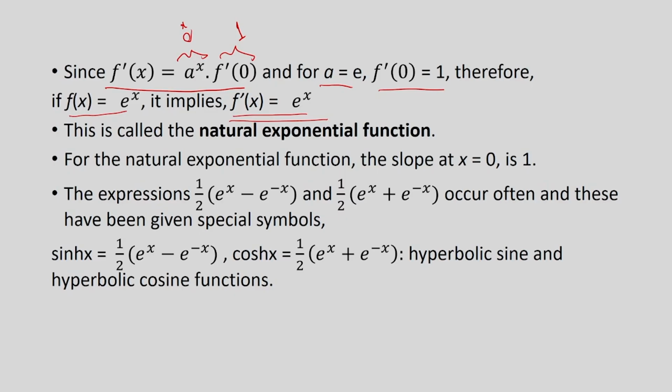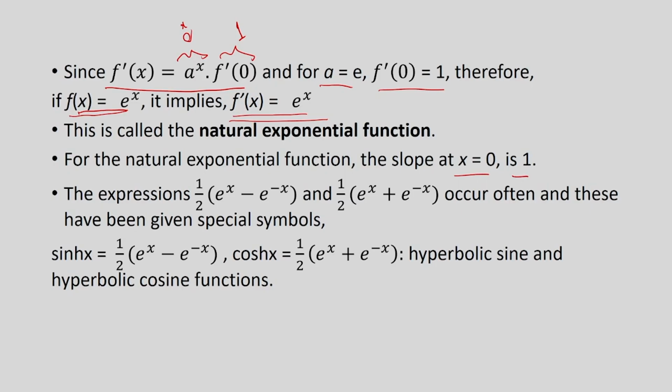Now, this function is very often encountered in economics. This is called the natural exponential function, this function f of x is equal to e to the power x. For the natural exponential function, the slope at x is equal to 0 is 1, right, that we have just seen. That is how it is defined actually.